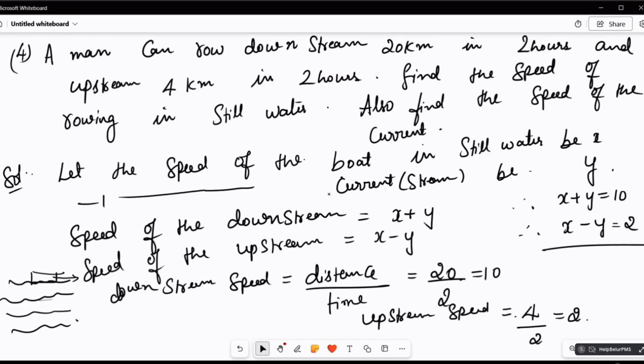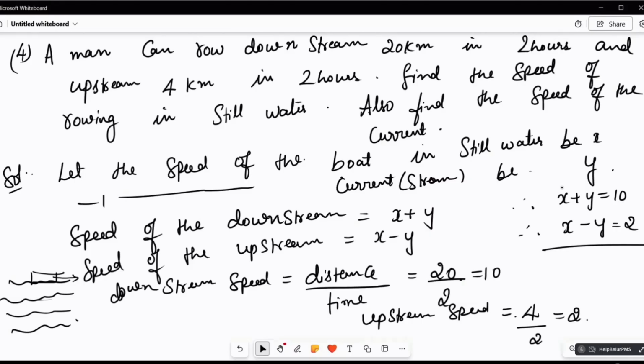Okay, that we will take it as x. And if the water is moving, that speed of the water we will take it as y. So now actually boat is also moving, water is also moving. If both are in same direction, then we call it as downstream. At that time, the speed will be x plus y. That is, it will add up.